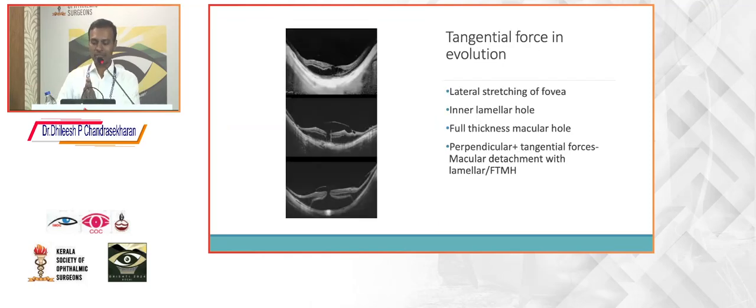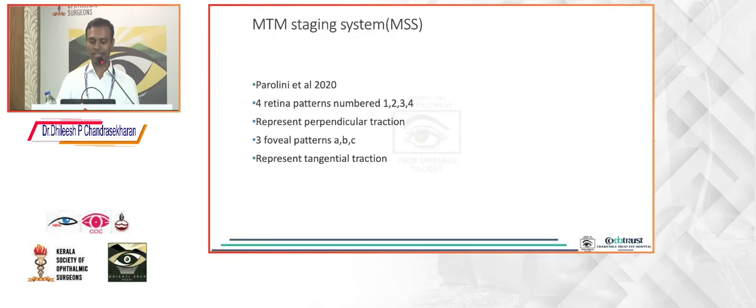And in the tangential force, you have lateral stretching of the fovea, leading on to an inner lamellar hole first, and later on, the macula gives way and forms a full thickness macular fold. When both perpendicular and tangential forces are present, it can have a full thickness macular hole along with the macular detachment.